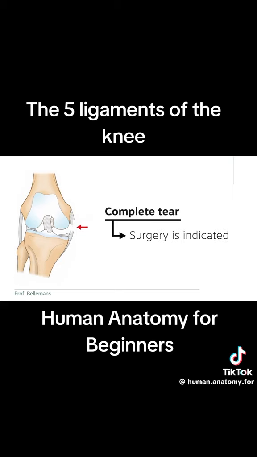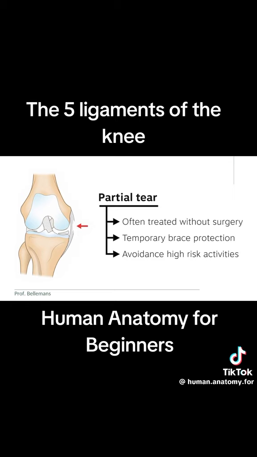For each of these ligaments, surgery is usually indicated in case of a complete tear. Partial tears can often be treated without surgery, by temporary brace protection and avoidance of high-risk activities until the ligament has healed and full stability is regained.